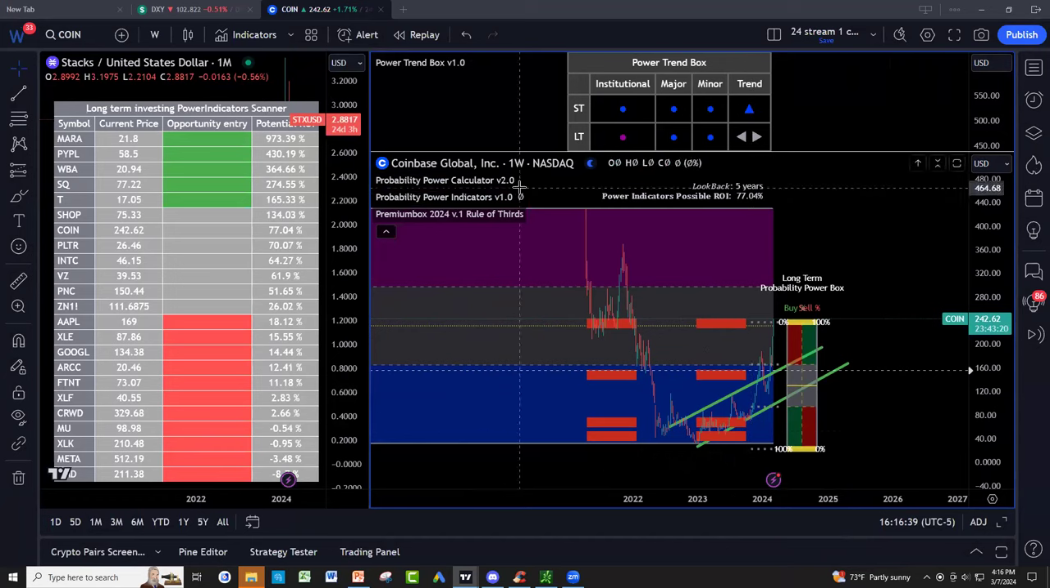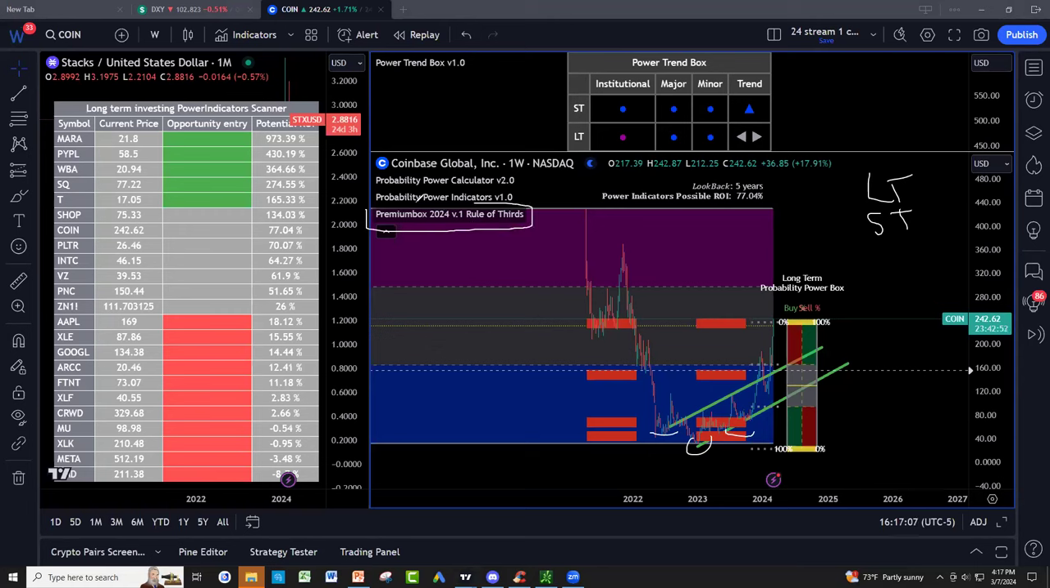So what did we do? We did retrace, right? So number one, huge inverse head and shoulder. Those red dashes are critical as well if you do long-term investing and swing trading. So I'll write it down in a Word document for everybody. If you do long-term investing and swing trading, all you need is what? You need the probability premium rule of third, weekly time period.